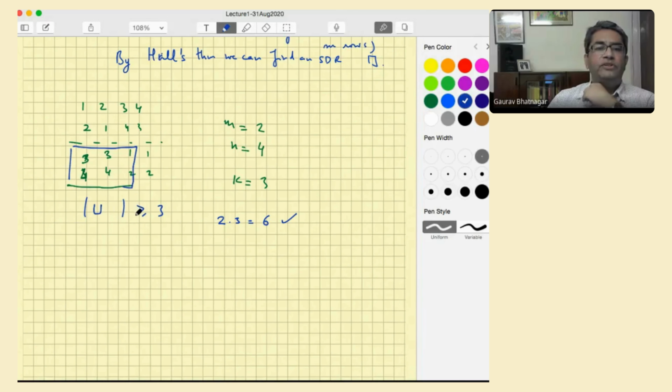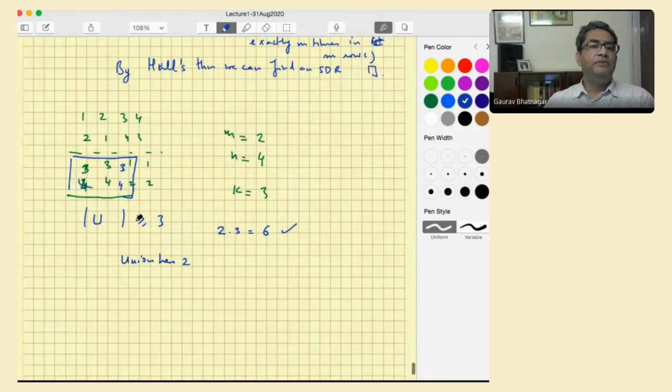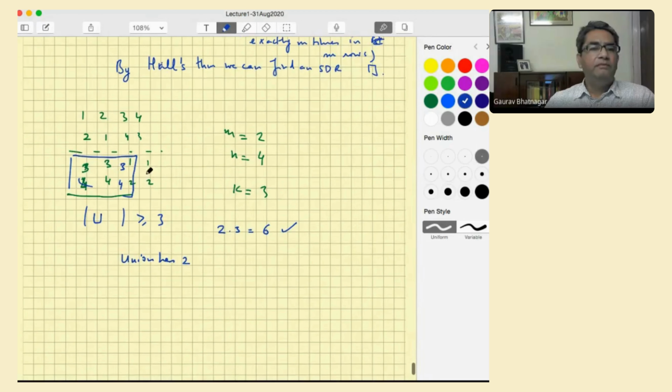Now suppose the union has just 2 elements. Then let's say the elements are 3 and 4. So this is the problem. If the union has less than k elements, then some number must have appeared more than n minus m times. So some number, in this case 3, has appeared more than 2 times. That is also fair.